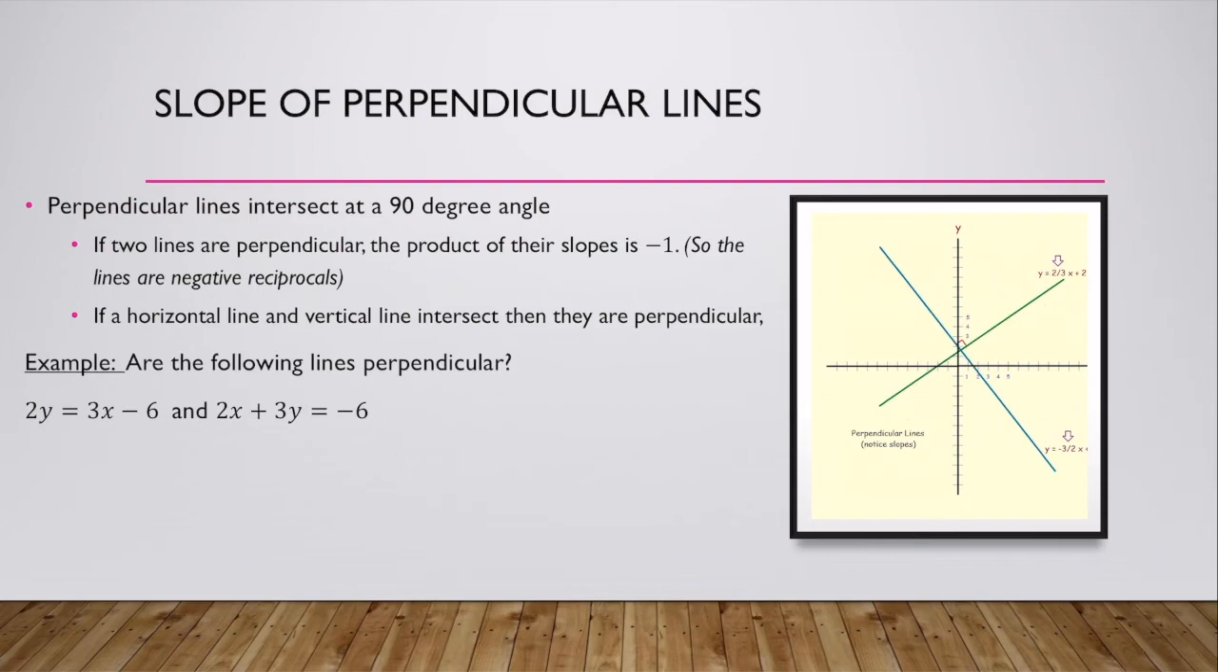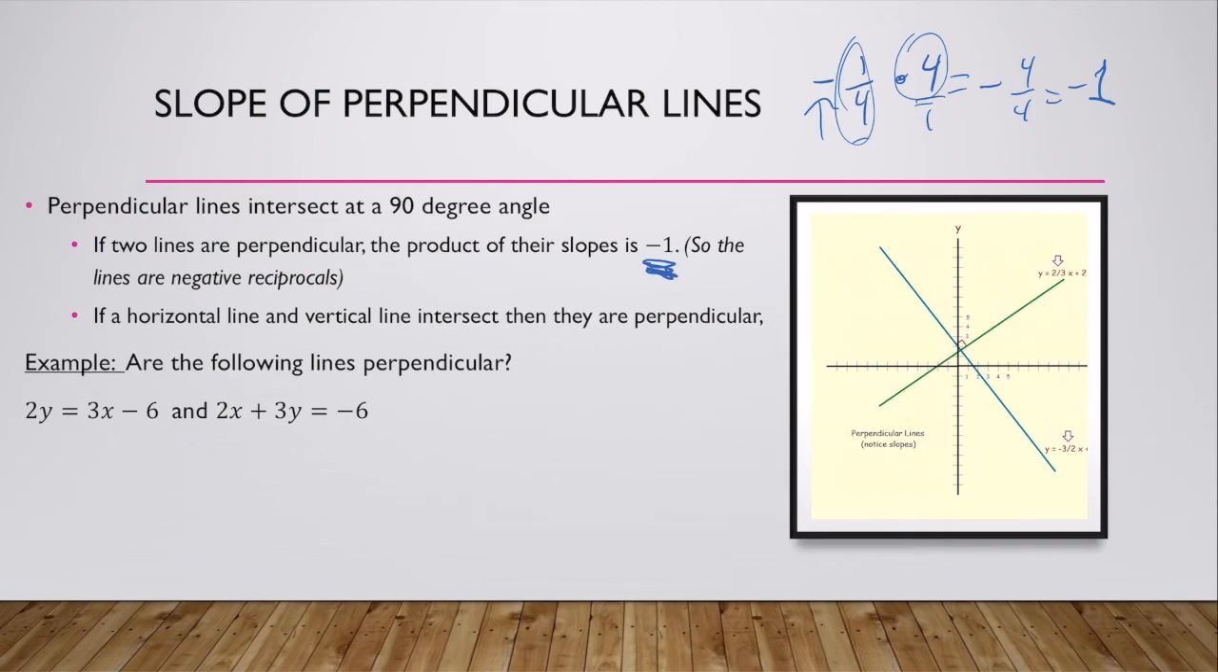If two lines are perpendicular, that means they intersect at a 90-degree angle. And when two lines are perpendicular, the product of their slopes is -1. So the slopes are negative reciprocals. For example, if I had a line with a slope of -1/4 and a line with a slope of 4, because these are reciprocals and one's negative, the product of these would be -4/4, which is -1. So lines with these two slopes would be perpendicular.